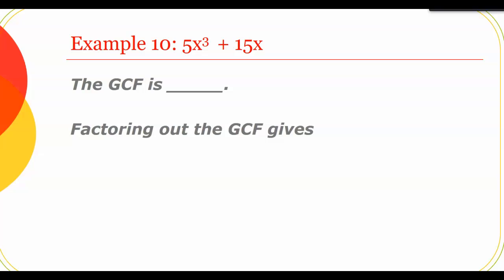Now we have a GCF that takes out both a variable and a coefficient. So both 5 and 15 divide by 5, x cubed and x, so they both contain an x. So my GCF is 5x, and that leaves behind x squared plus 3. And again, you can always quickly distribute back in your head 5x cubed, 15x.